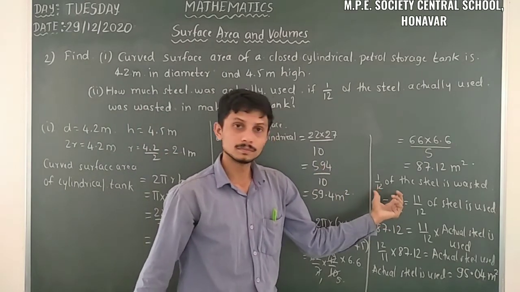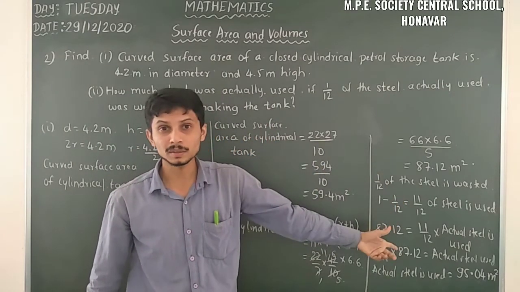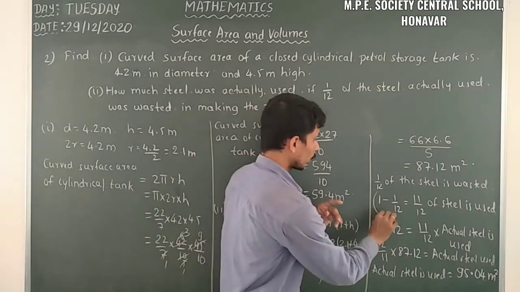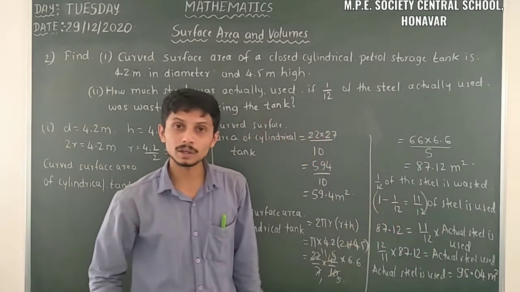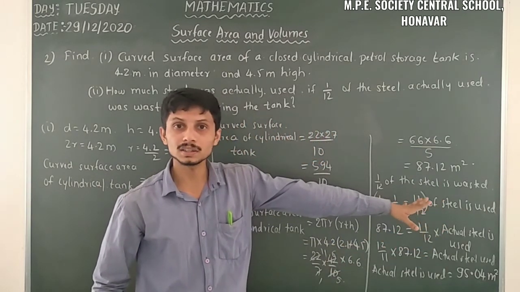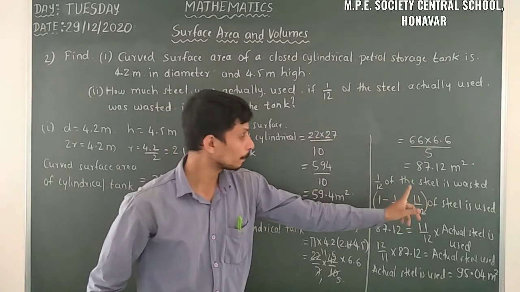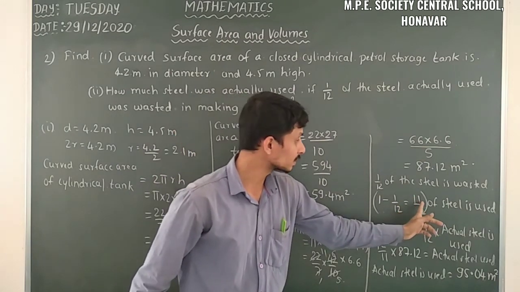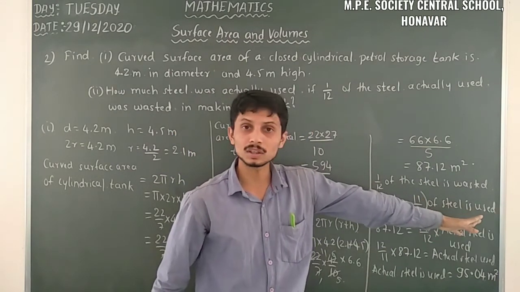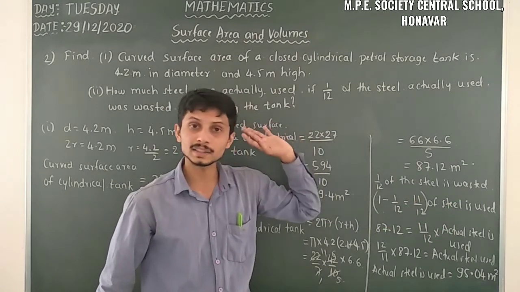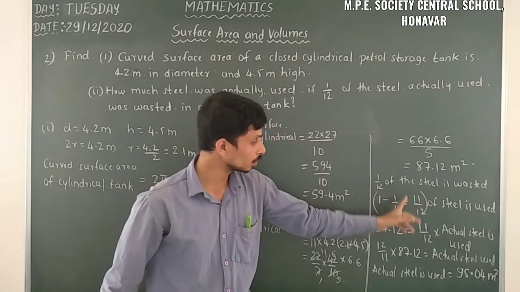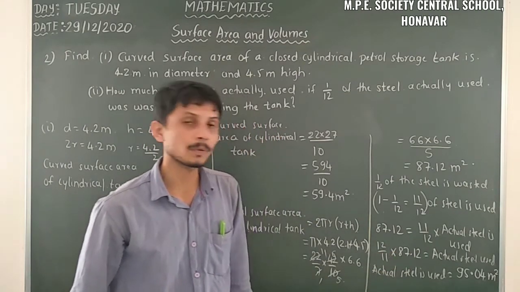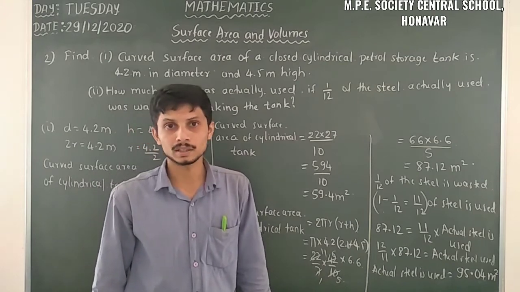Then here 1/12 of the steel is wasted, meaning out of the total, 11/12 part. So 1 minus 1/12 is equal to 11/12. This part of the steel is used here. So the multiplication of 11/12 into the total actual steel used is equal to 87.12 meter square only. So using that relationship, we calculated the actual steel used, that is 95.04 meter square here.